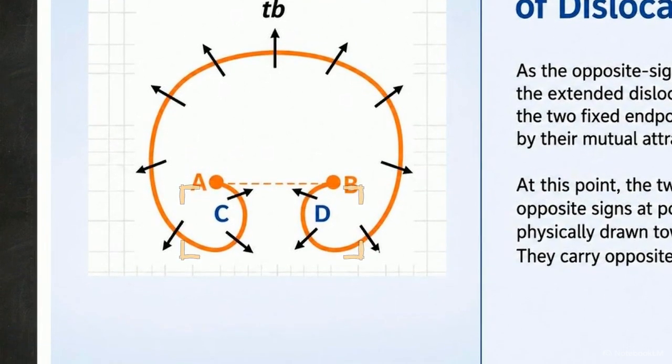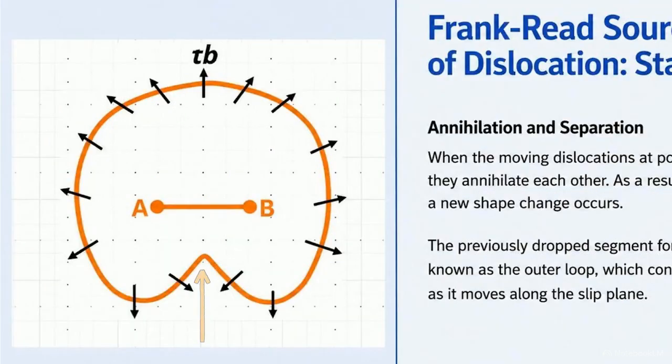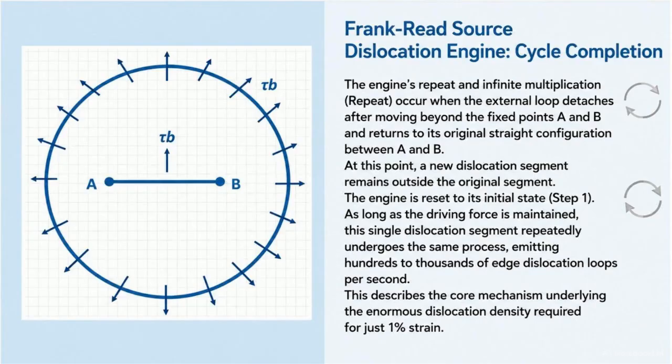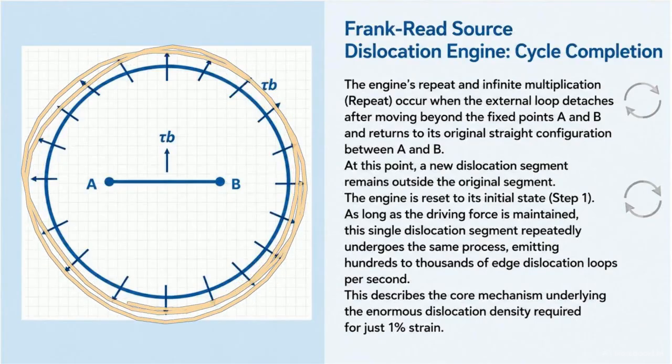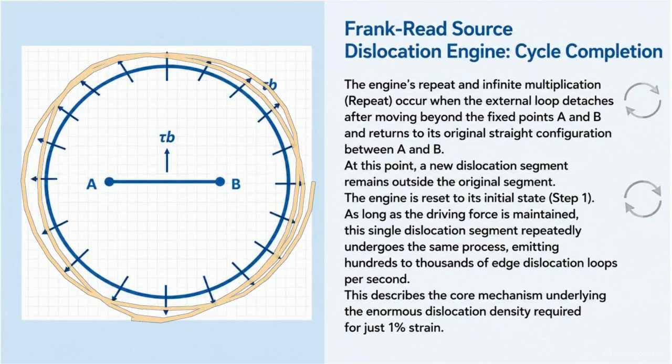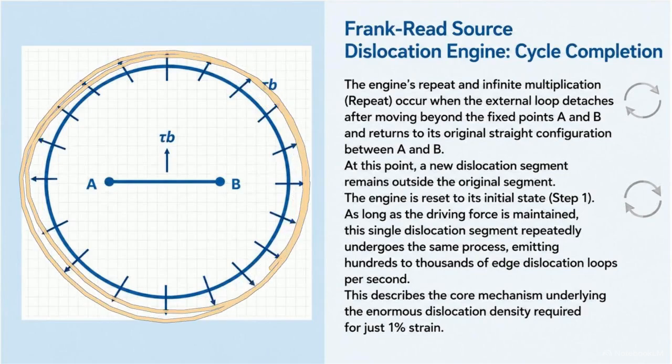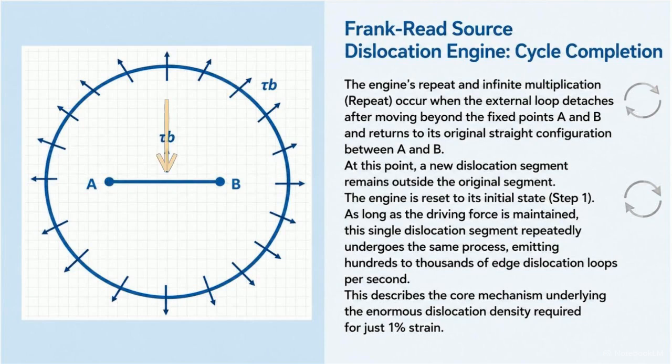Because they curve from opposite directions, their internal stress fields carry opposite mathematical signs, causing physical attraction. When the opposing segments collide, they immediately annihilate at the contact point, pinching off the geometry. The immediate result is a completely independent, fully closed dislocation loop that detaches and continues expanding outward. Simultaneously, the interior segment snaps back into its original straight configuration between points A and B. The engine is fully reset.